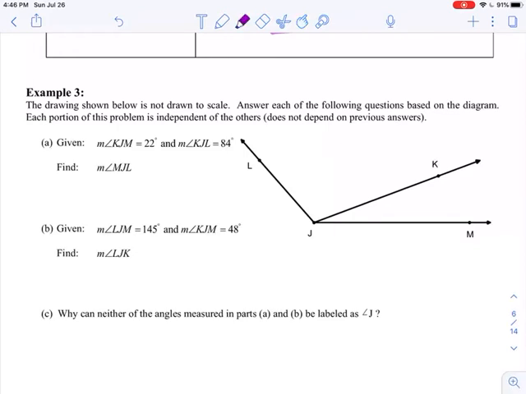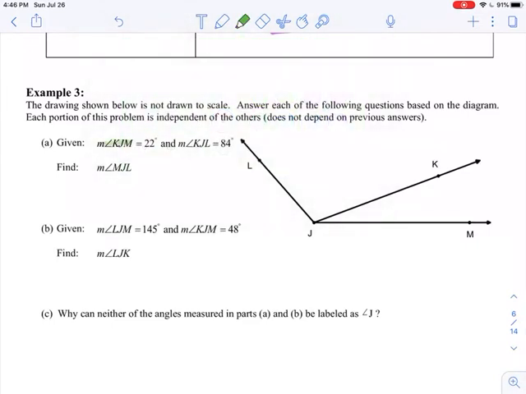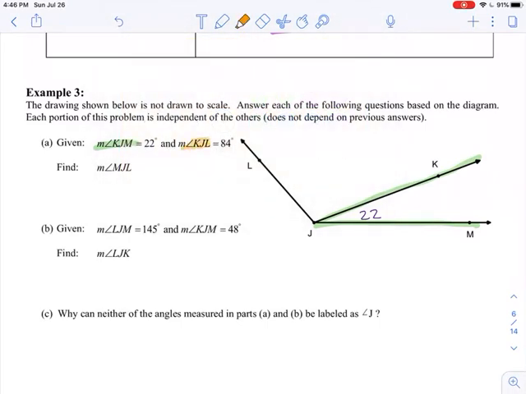The first thing I have is angle KJM. KJM is right here. KJM is 22 degrees. And I have angle KJL. KJL is this one right here. These are adjacent angles because they lie next to each other. KJL is 84 degrees.